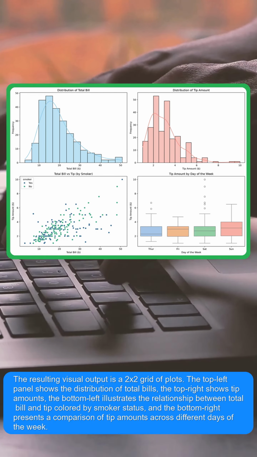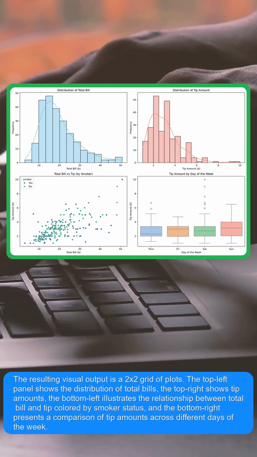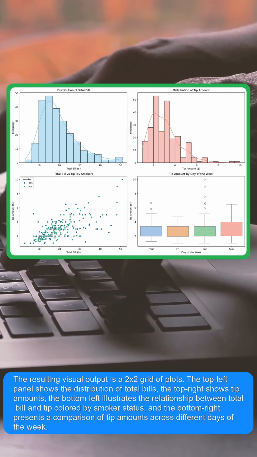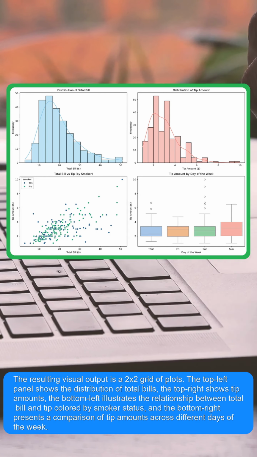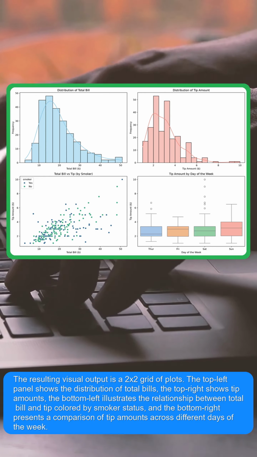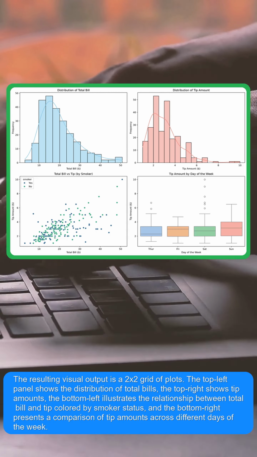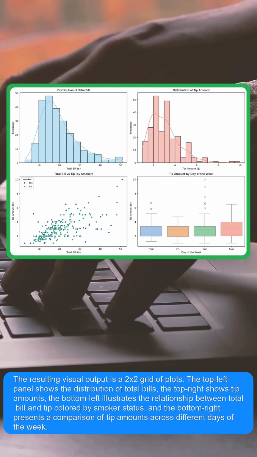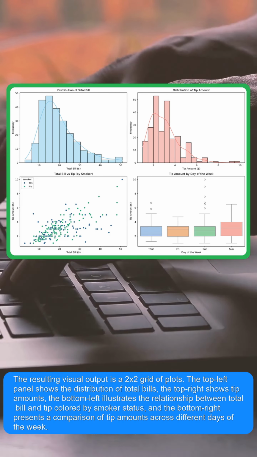The top left panel shows the distribution of total bills. The top right shows tip amounts. The bottom left illustrates the relationship between total bill and tip colored by smoker status. And the bottom right presents a comparison of tip amounts across different days of the week.